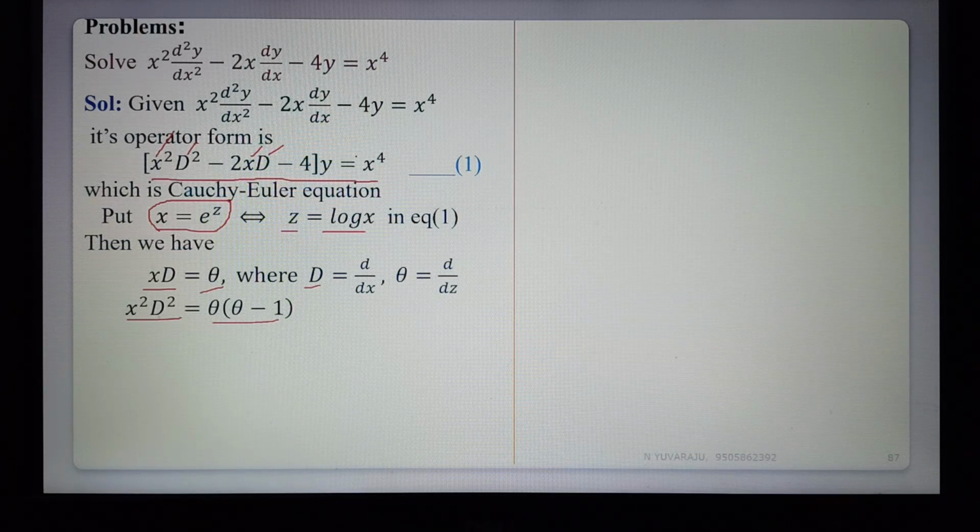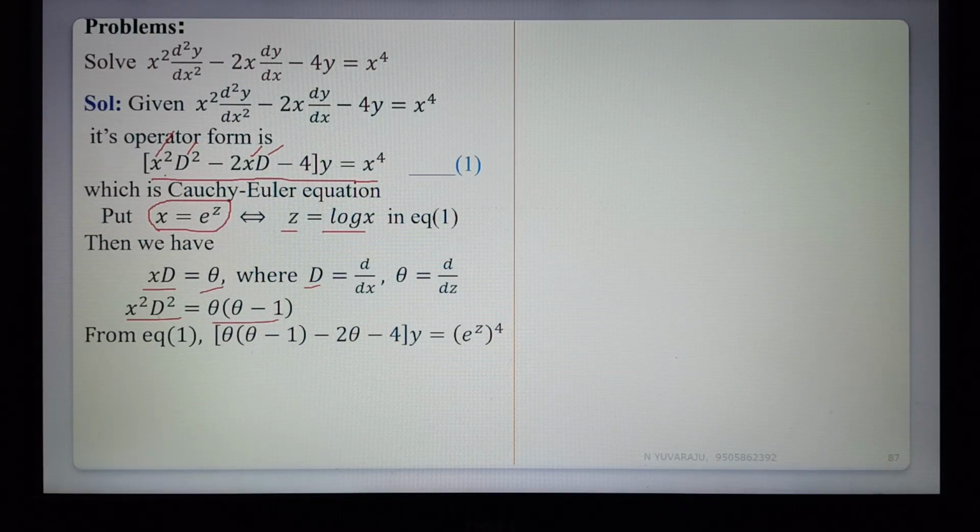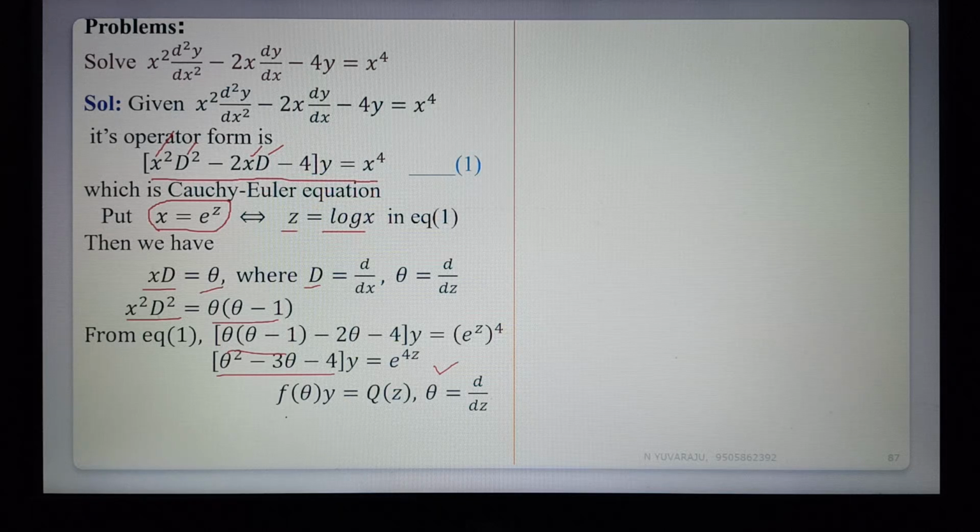Substitute in equation 1. From equation 1, theta into theta minus 1 minus 2 theta minus 4 into y, equal to x power 4, where x is equal to e power z, whole power 4. So after simplification, theta square minus 3 theta minus 4 into y is equal to e power 4z. So this is a new differential equation with constant coefficients. X is eliminated, and theta is a new operator. That is f of theta into y is equal to Q of z, where theta is equal to d by dz. Same procedure.